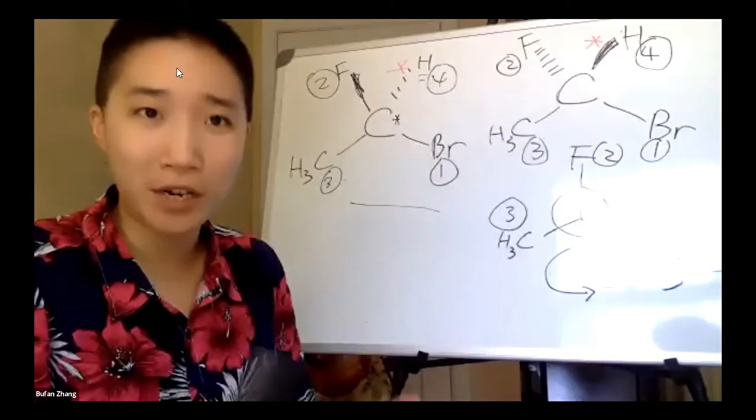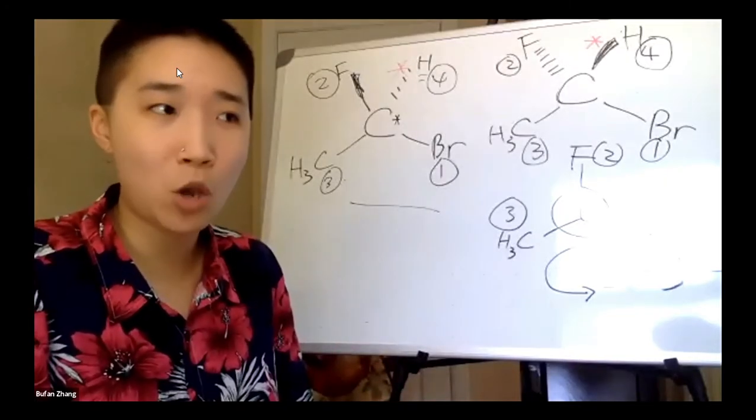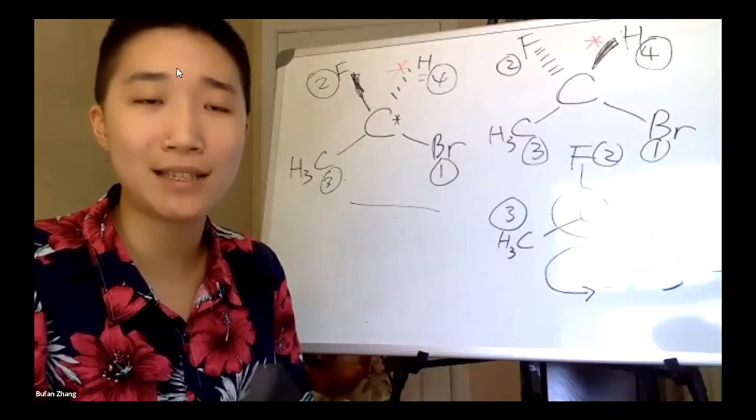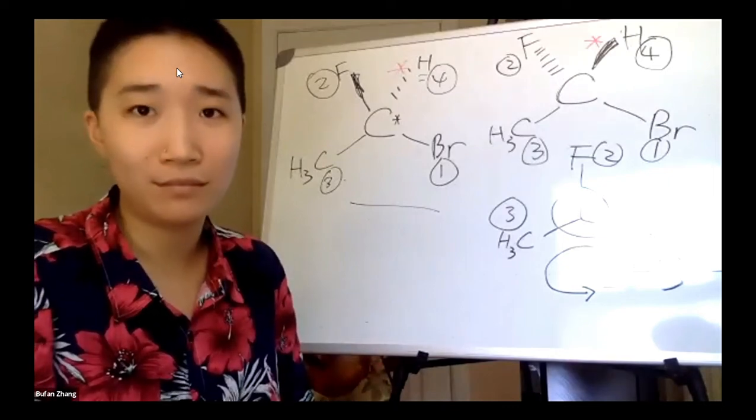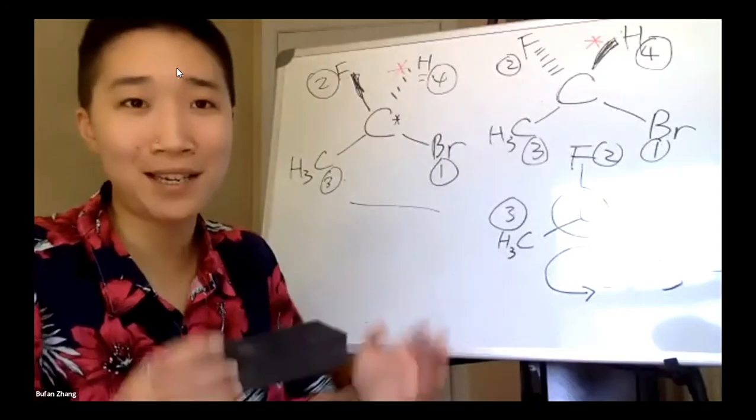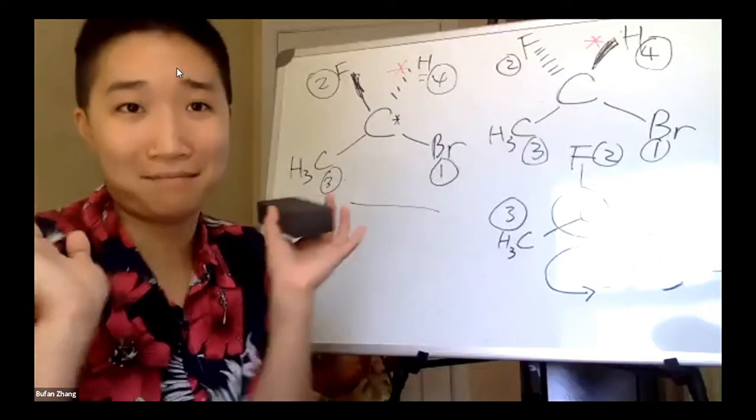Oh yeah, that's my question, because I feel like you can't assign priorities if it's the same. Yes, you're absolutely right. So in that case, can you assign E or Z? No, you cannot. If you see the same thing on one side, then there's no E or Z. Okay, thank you. You're welcome.